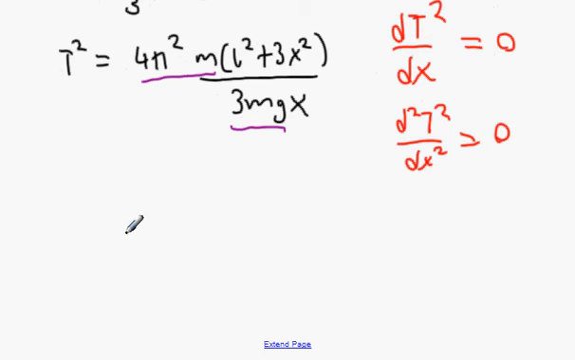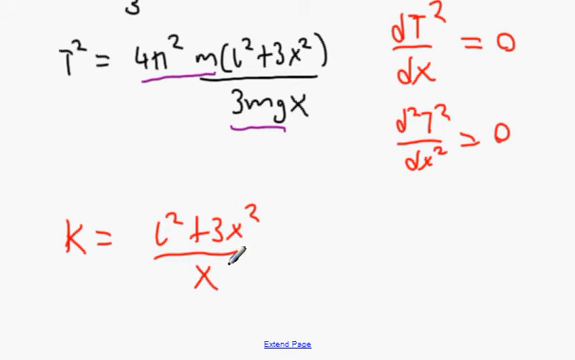We're going to make up a different letter we haven't used yet. Call it capital K. Capital K is now represented by L squared plus 3x squared all over x. And K is basically the same thing as T squared, isn't it? Except it's missing a constant. So what we're going to do is get dK/dx, and we're going to put it equal to 0.